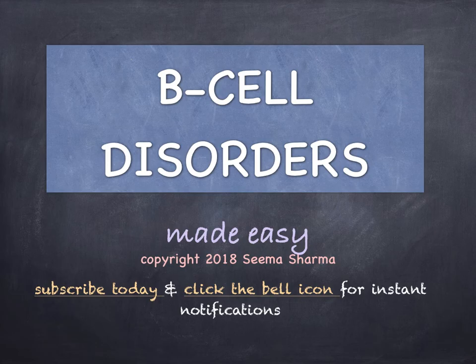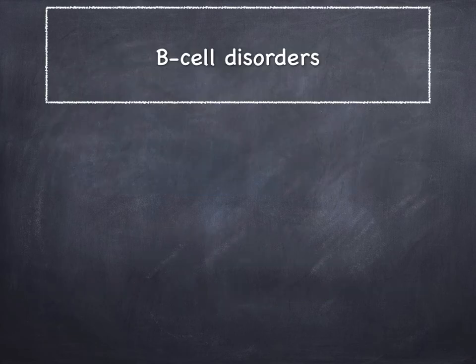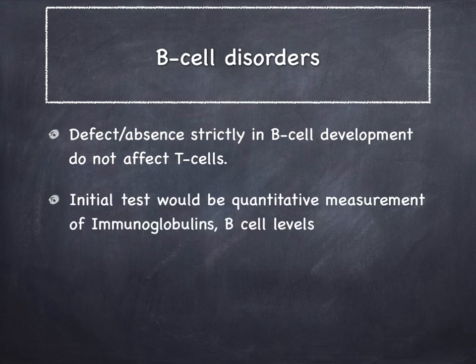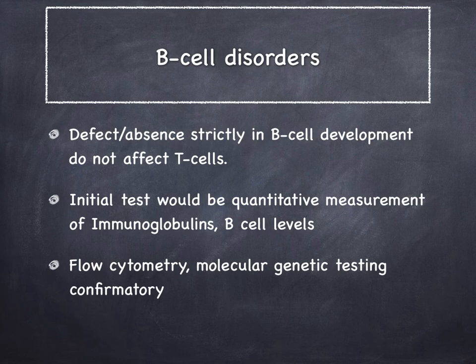So B cell disorders are ones in which there's a defect or absence strictly in B cell development, and therefore T cells are not affected. The initial test if you're suspecting a B cell disorder is to take a quantitative measurement of immunoglobulin classes as well as B cell levels. Flow cytometry and molecular genetic testing are confirmatory.